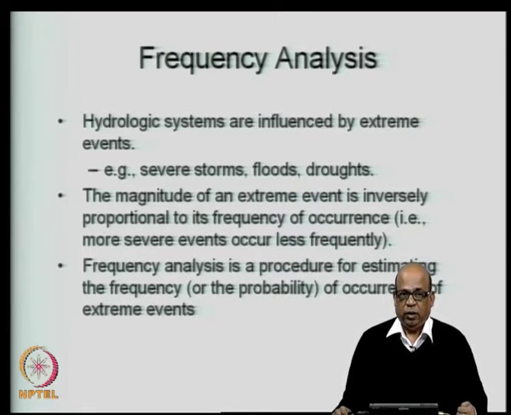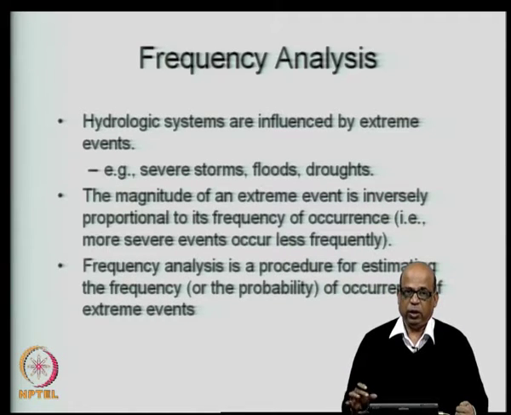What do I mean by that? Let us say that we are interested in the magnitude of a flood which on an average occurs every 10 years. This magnitude will be smaller than a flood event that occurs once in about 100 years. So, as the frequency increases, the magnitude decreases. Once in 10 years is a higher frequency compared to once in 100 years, and therefore, the flood magnitude that may occur once in about 10 years will be smaller than the flood magnitude that may occur once in about 100 years.